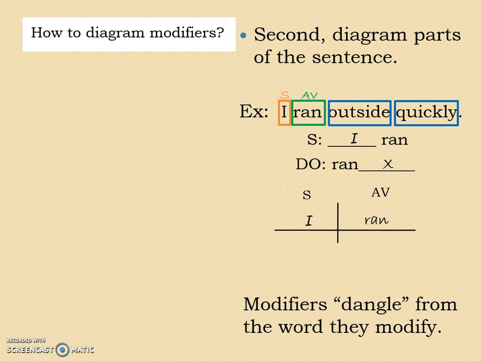Just like we had to do with adjectives, we will also dangle our adverbs from the words they are modifying. Because ran is the modified word, we will dangle two slanting lines from ran, and from left to right, put the modifiers in the order they appear in the sentence, so that when I'm looking at the diagram, I can read, I ran outside quickly.